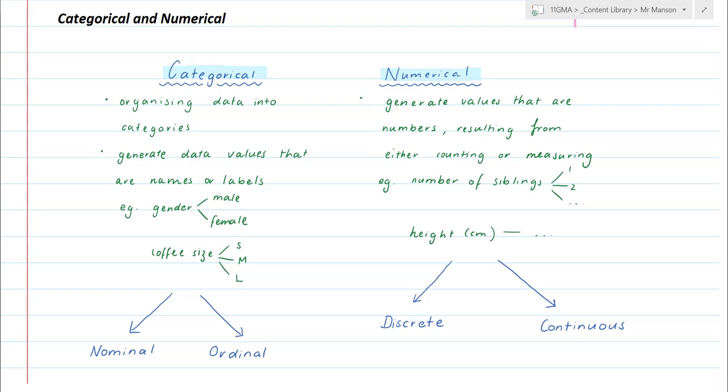If I'm talking about the number of students in a class, well, I have 17 students in a class or 18. I don't have 17.6, so that's a discrete variable. It's numerical still because it's counting numbers, but it's discrete. Discrete is countable and continuous is measurable.